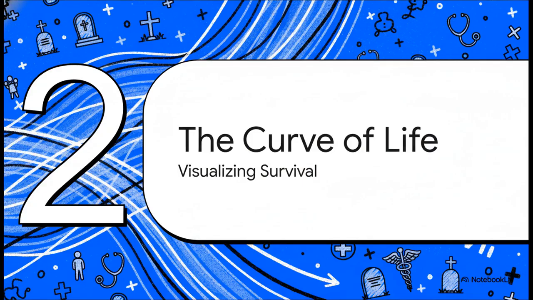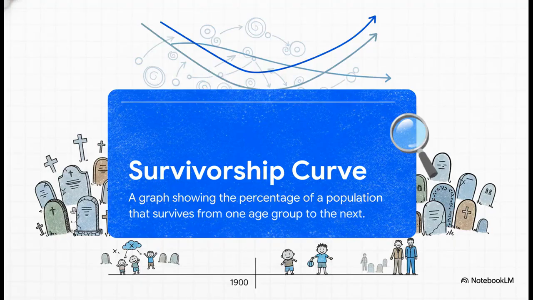So, to make sense of all this raw data, we need a special kind of tool. It's something ecologists and demographers use all the time to visualize the story of survival itself. And it's called the survivorship curve. So what exactly is a survivorship curve? Well, it sounds complicated, but it's really not. It's just a graph. It starts with 100% of a population at birth. Then it simply tracks what percentage of that group is still alive as they get older. It's a picture that answers a really basic question. What are your odds of making it to the next birthday?